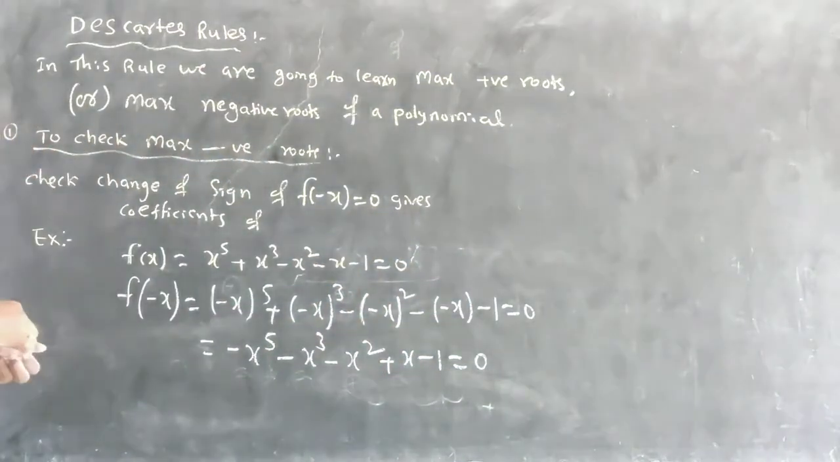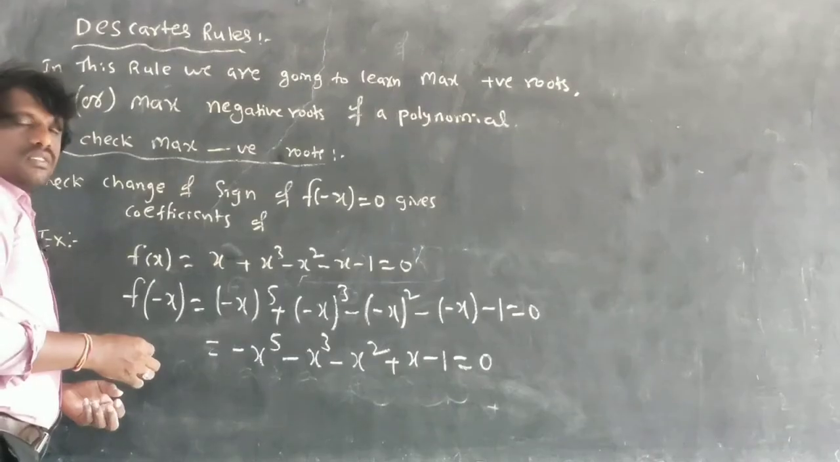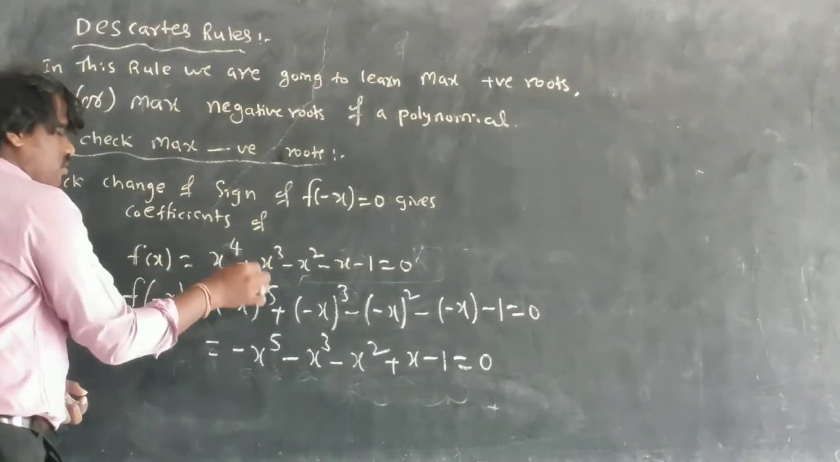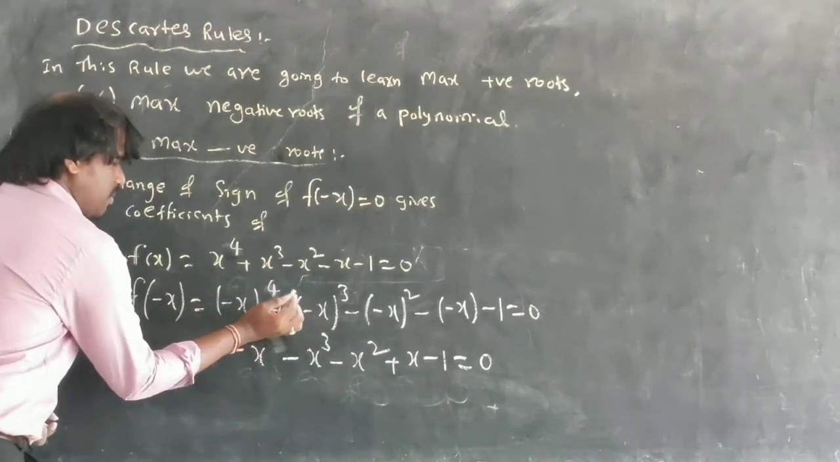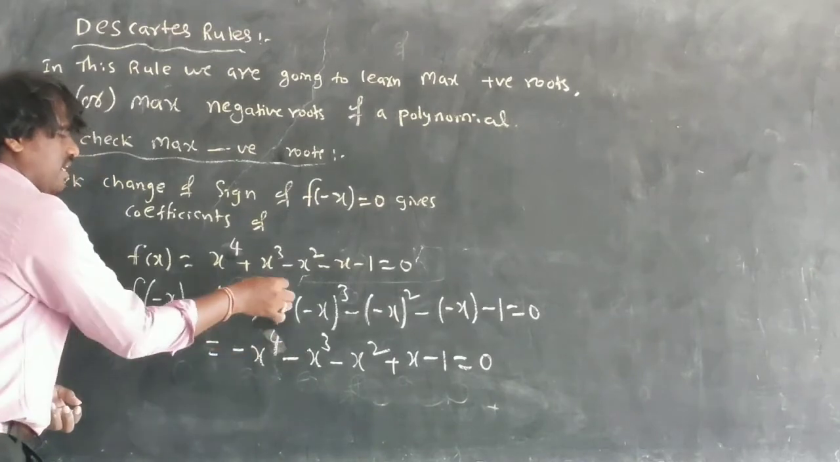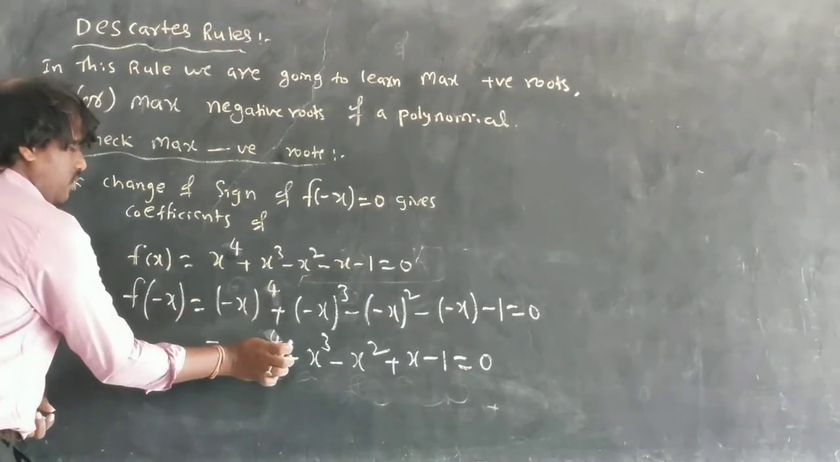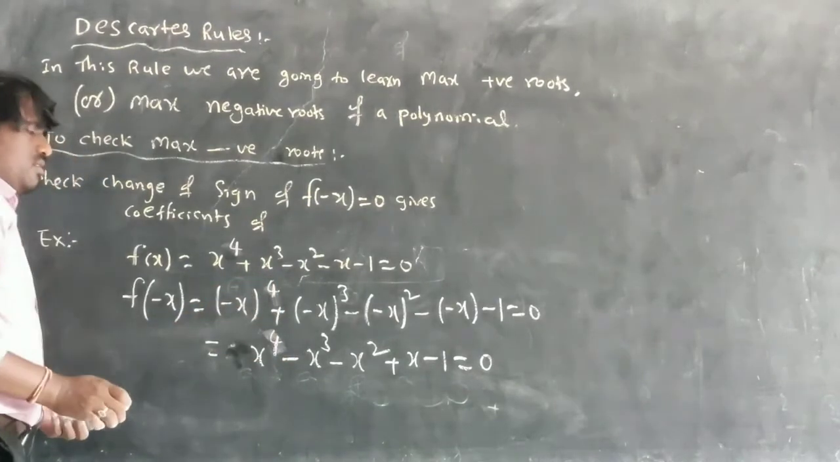I want to know how many maximum negative roots are here in this expression. Then how can I see here? The question has x power 4. Okay, it is x power 4. So when you have an even power, this is going to be positive.